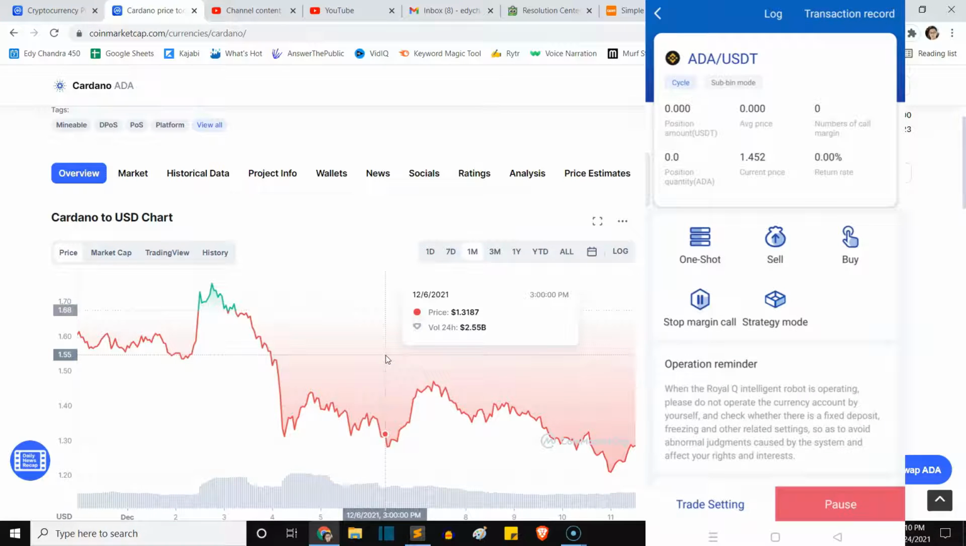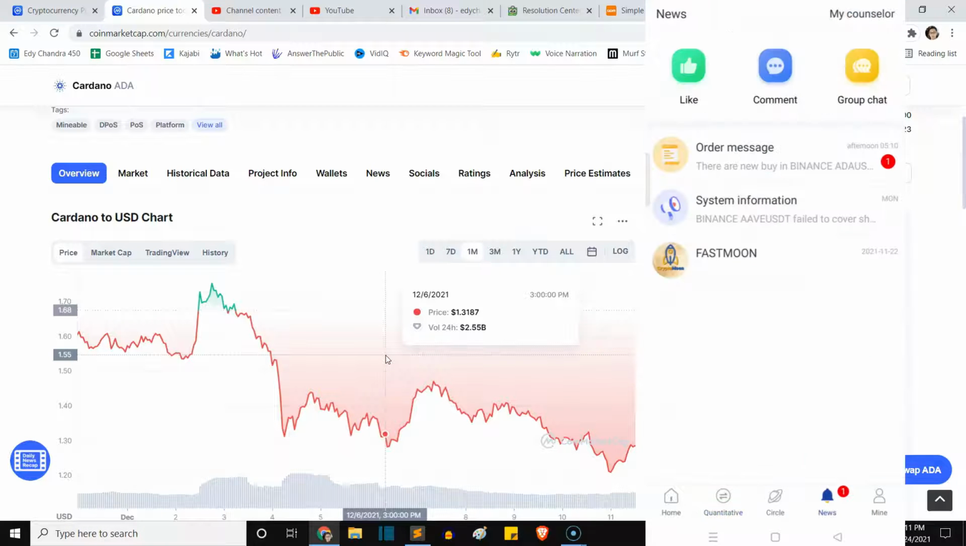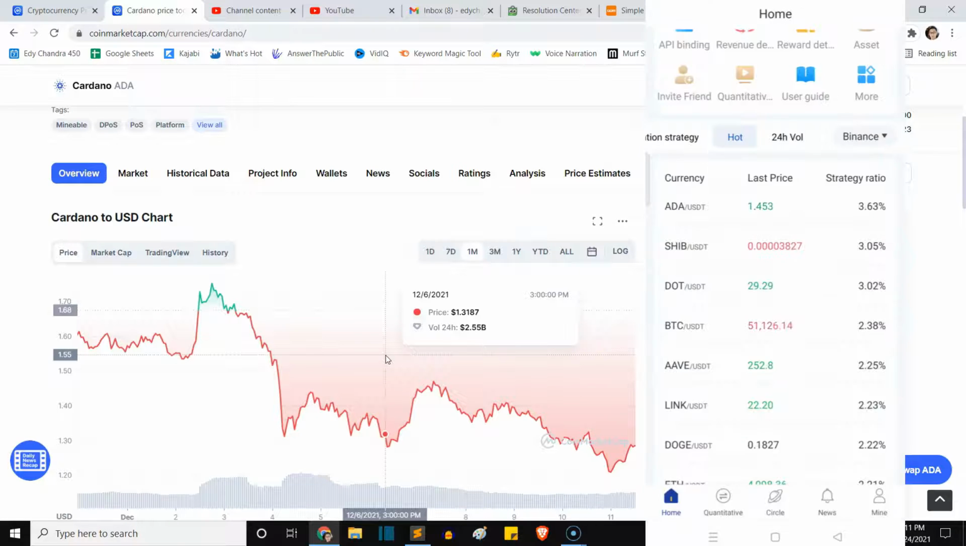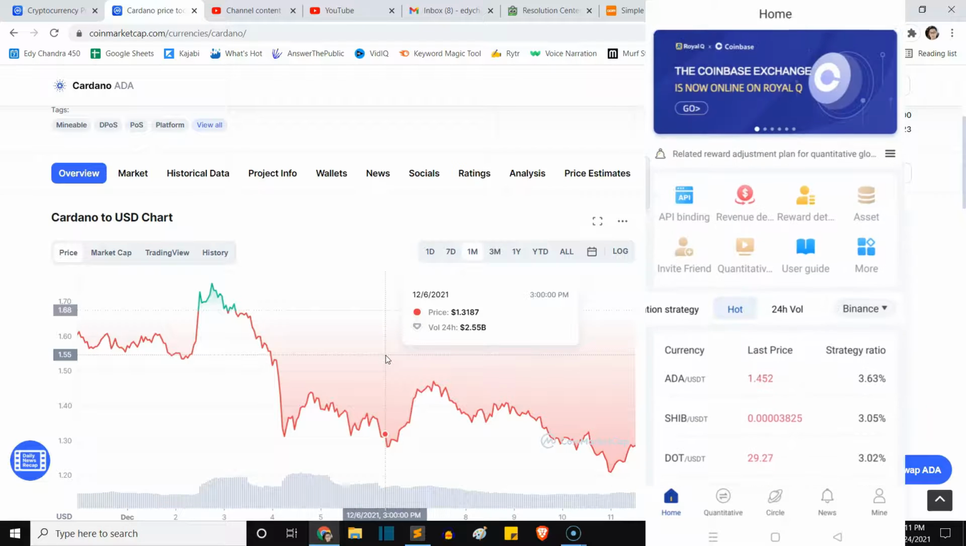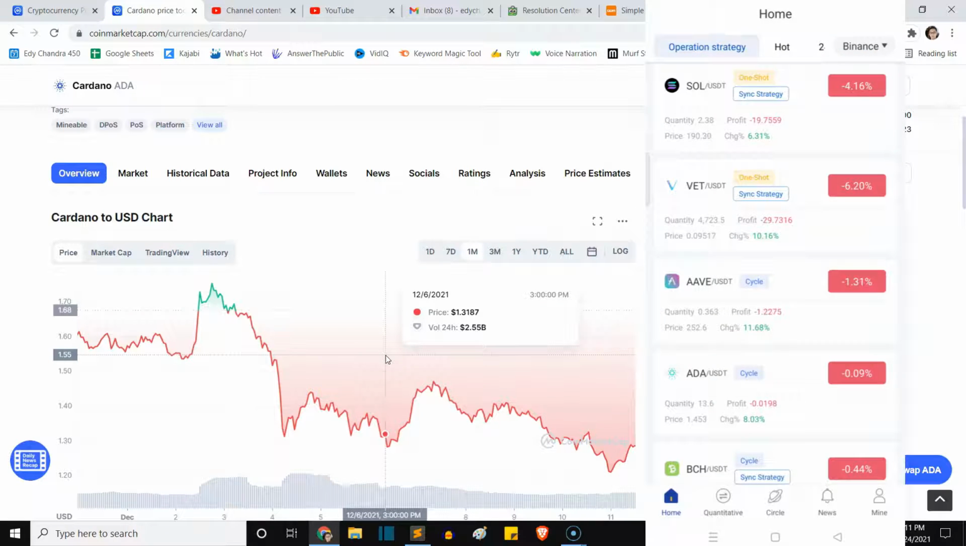That's how you can do manual trading, guys. We just wait and you will see the news right here. It will start to buy, which is $20, the first buying amount. If you want to put $10, $15, it's up to you. I'll put $20. Let me show you what happened to my AVE. This is also manual, guys. Now I have two manual, AVE and ADA.